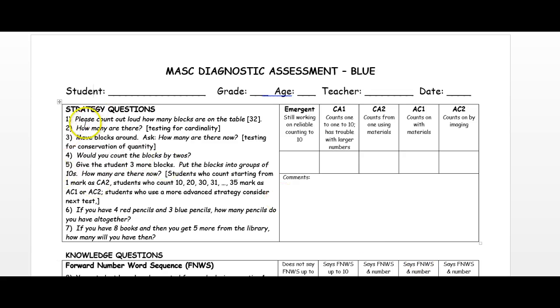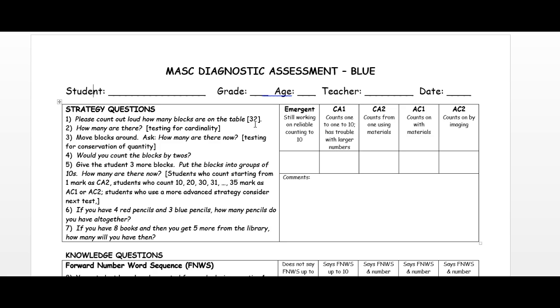So for number 1, I would just read, please count out loud how many blocks or counters are on the table. You're going to have pre-counted 32 and spread them out. You don't have to line them up or anything. And I would recommend not using blocks that have to be snapped together, because that can just take way too much time for the student, even if you tell them not to snap them together.